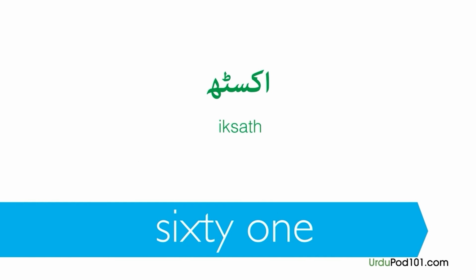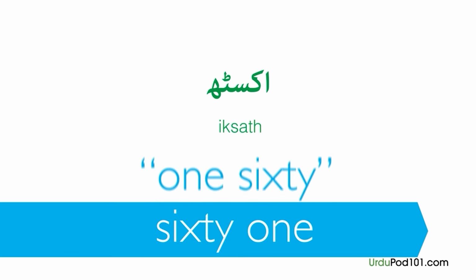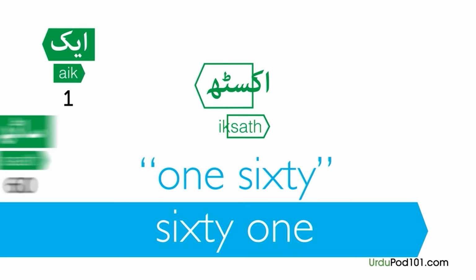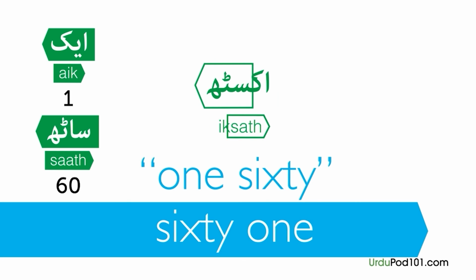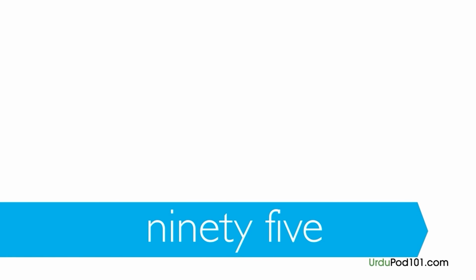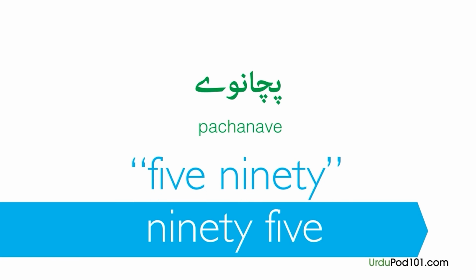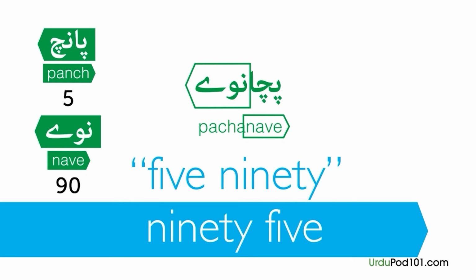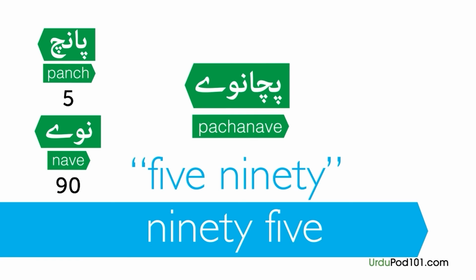61 is literally read as 160. Ik is a variation of ek for 1, while sat is a variation of sat for 60. Ik, sat. Let's look at one more number, 95. In Urdu, it is literally read as 590. 50 is a variation of 5, and 90 is a variation of 90. 95.